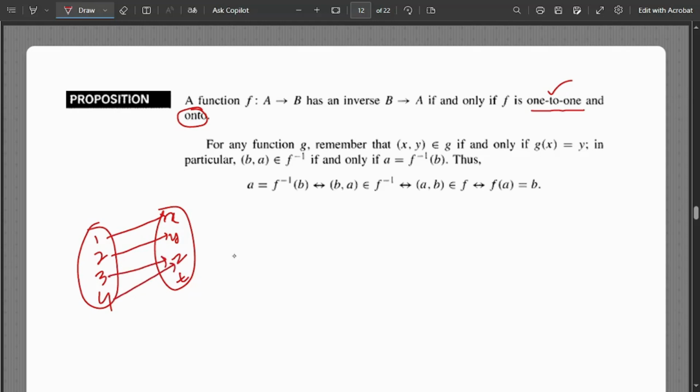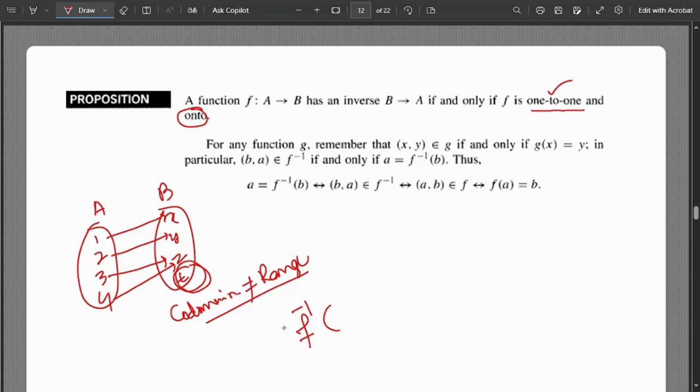Okay. So this function is clearly not one-one, and not onto. The codomain is not equal to the range, because the function doesn't map with t. So when I find the inverse of this function, this t will be left out.